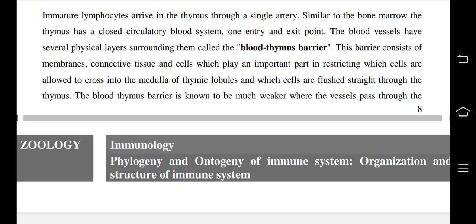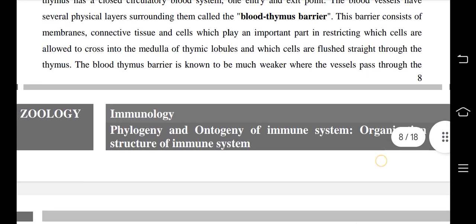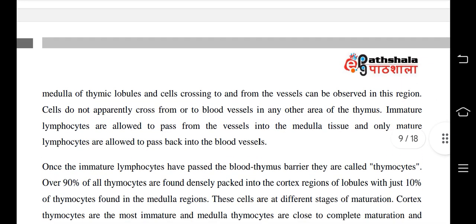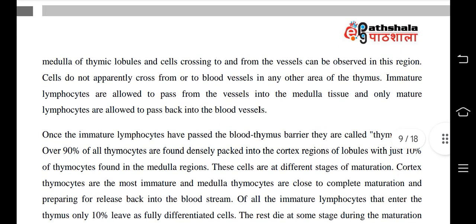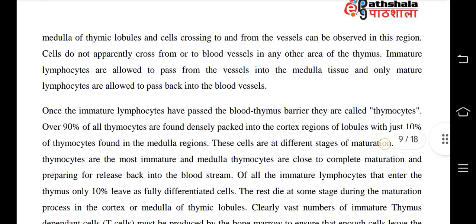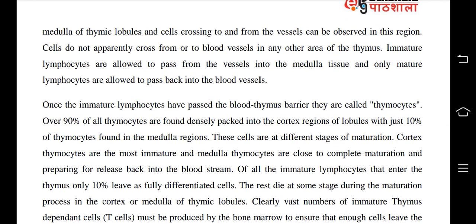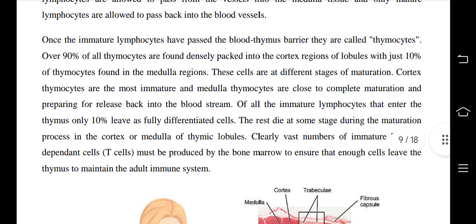The blood-thymus barrier is known to be much weaker where the vessels pass through the medulla of thymic lobules, and cells crossing to and from the vessels can be observed in this region. Cells do not apparently cross from or to blood vessels in any other area of the thymus. Immature lymphocytes are allowed to pass from vessels into the medulla tissue, and only mature lymphocytes are allowed to pass back into the blood vessels. Once the immature lymphocytes have passed the blood-thymus barrier, they are called thymocytes.